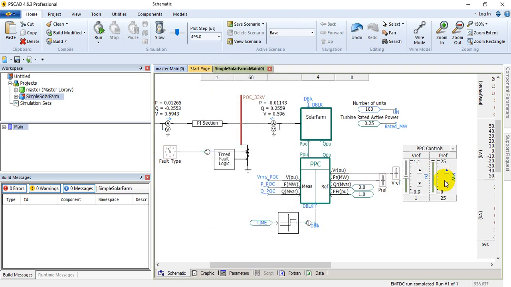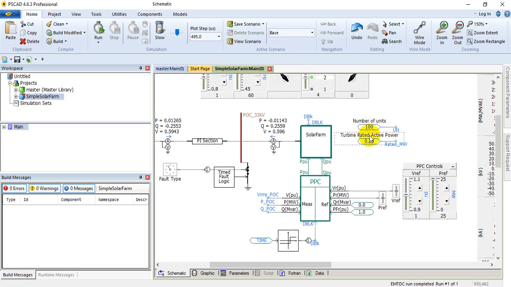And similarly for P reference, because here you can see that the number of units in this solar farm is 100 and the turbine has a rating of 0.25. So we will see, in the solar farm, these are added. So you can see that this will become 25 megawatt.